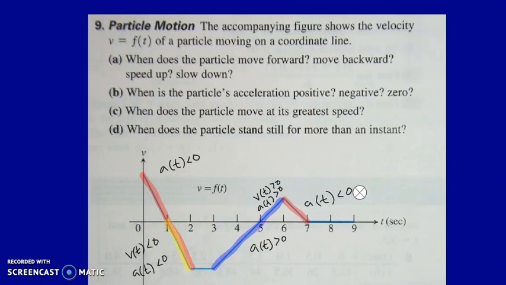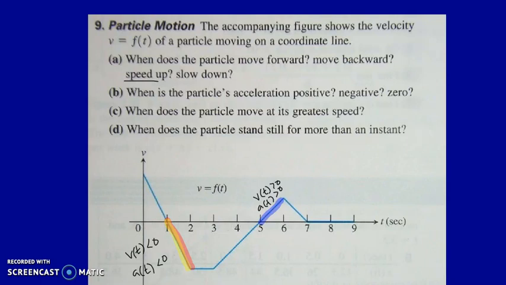It's starting to get messy, so let me go ahead and erase some of the stuff. Right now what I'm trying to help you understand is where the particle speeds up. So right now I've highlighted where the particle speeds up, and that is on the interval from 1 to 2 and 5 to 6.